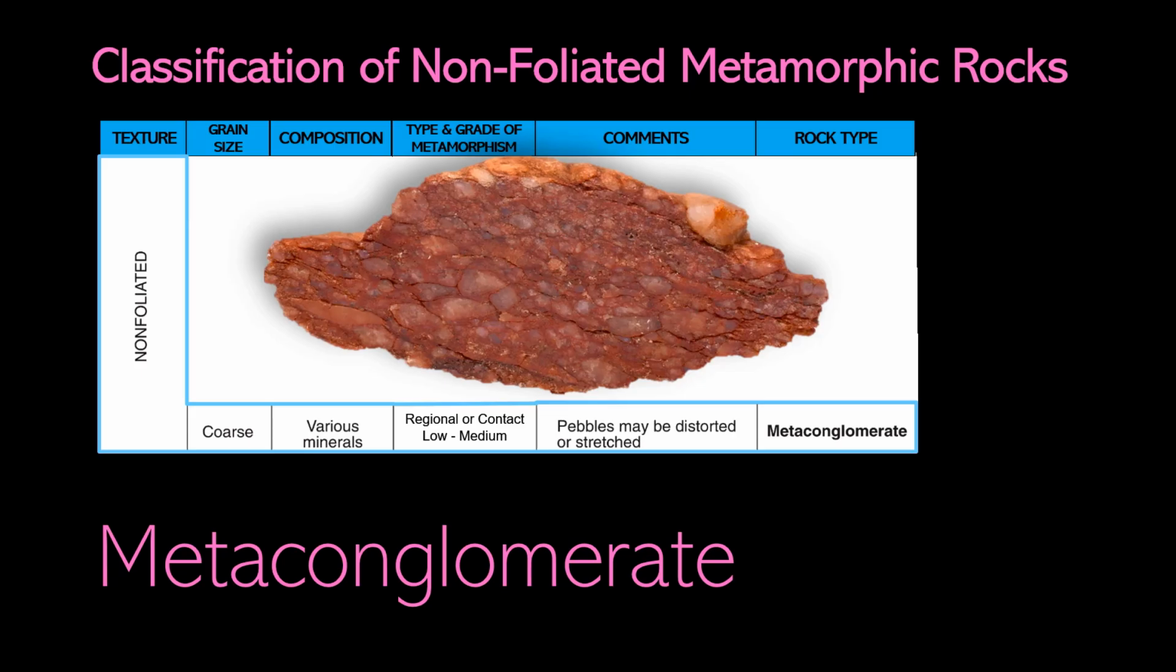Metaconglomerate generally forms at a low to medium metamorphic grade, reflecting the conditions under which the original conglomerate was transformed. The specific grade can vary based on factors like temperature, pressure, and the duration of metamorphic conditions. Metaconglomerate is less commonly used than other metamorphic rocks, but may have some applications, including construction and decorative stone.